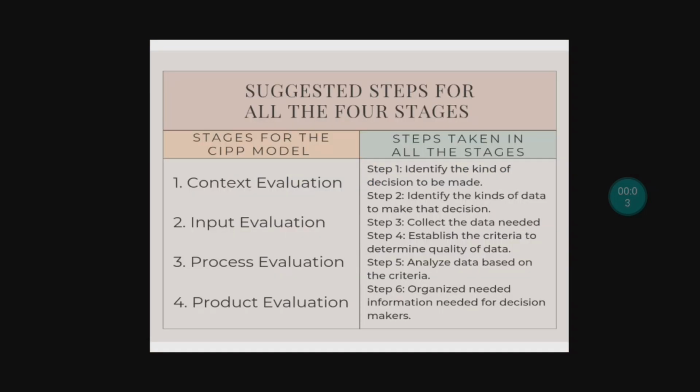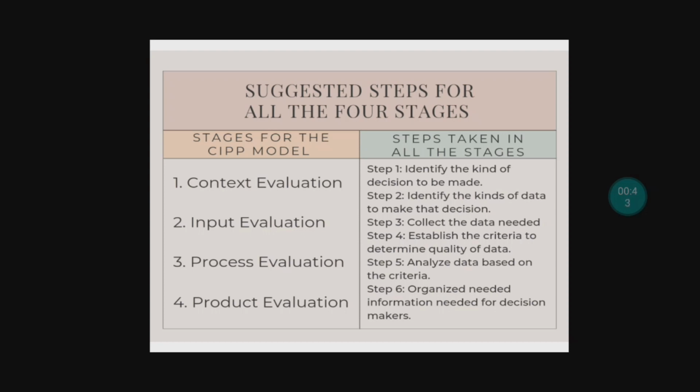So here are the suggested steps for all four stages. The stages for the CIPP model are context evaluation, input evaluation, process evaluation, and product evaluation. The steps taken in all the stages are: Step 1, identify the kind of decision to be made. Step 2, identify the kinds of data needed to make that decision. Step 3, collect the data needed. Step 4, establish the criteria to determine the quality of data. Step 5, analyze data based on the criteria. And Step 6, organize the information needed for decision makers.